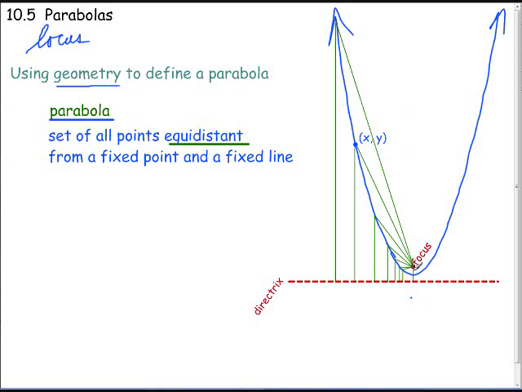So let's test this. Let's take this point right here. The distance from here to the focus is the same as the distance from here to the directrix. I could choose another point. Let's choose this point here. The distance from that point to the focus is exactly the same as the distance of that point from the directrix. So this set of points that are all equidistant from the focus and the directrix, when you plot them all out, it forms a parabola.